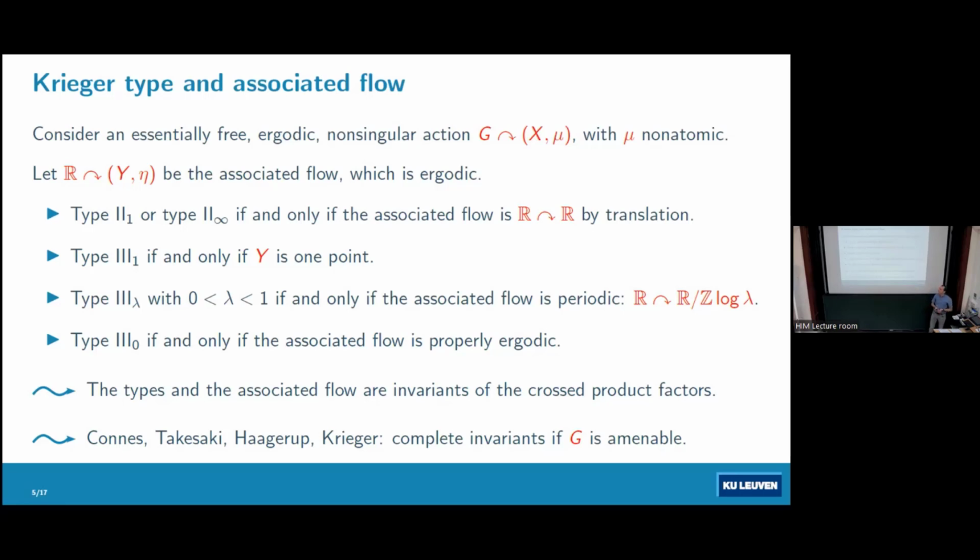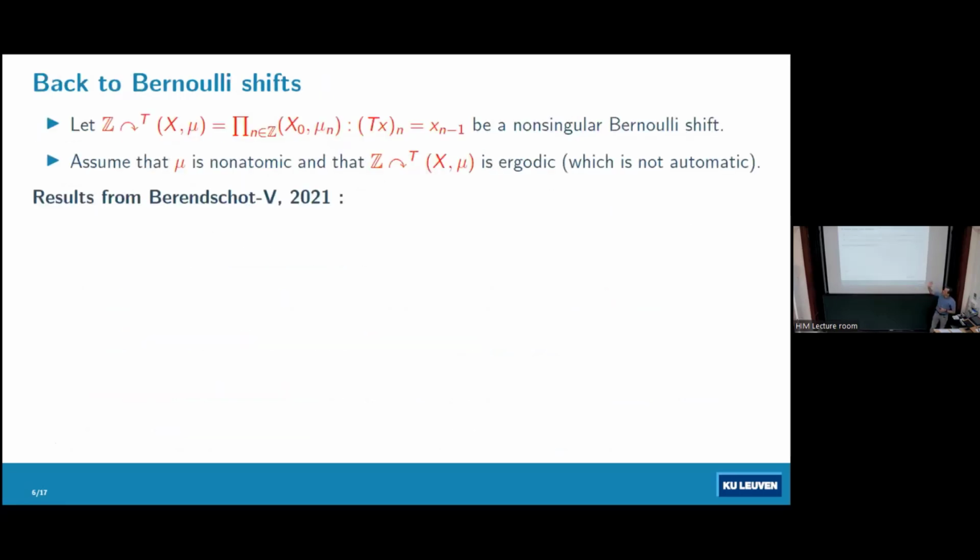So let's now go back to Bernoulli shifts. Here is again the setup. We look at this general shift without any further assumption, except that we have to assume that the shift is non-singular, and I will come back later to what it means technically. I mean, there is an if and only if condition on the measures mu n for this shift to be non-singular. And also let's assume that it's not atomic. That's very easy to see what the condition on mu n has to be. And then let's further assume that the action is ergodic, and this is not automatic. So I will also come back to that.